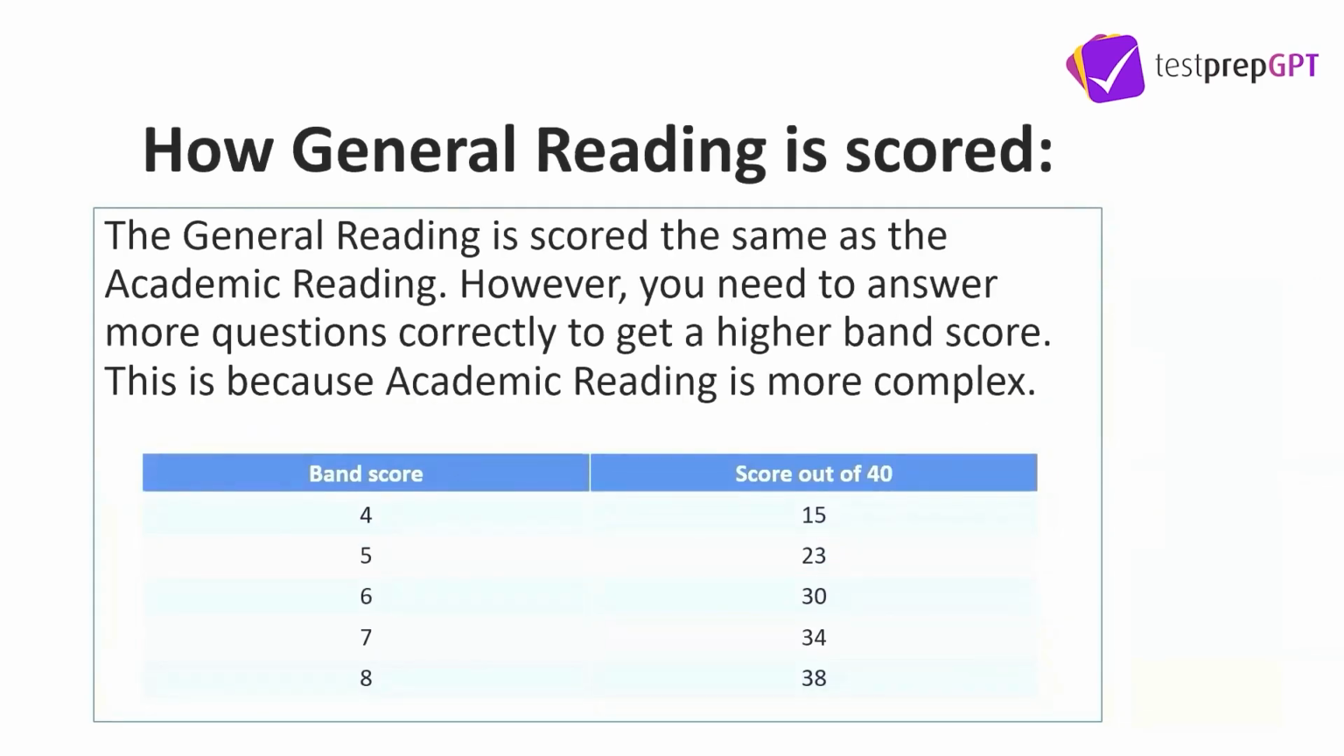But it's different in the general IELTS. If you score 15 in general, you're in band score 4, which is lower than the academic. And if you want to reach a band score 8 in general, you need to answer 38 correctly. So that's basically the difference between the academic and general IELTS exams. And it really depends on your needs, what it is you want to achieve.